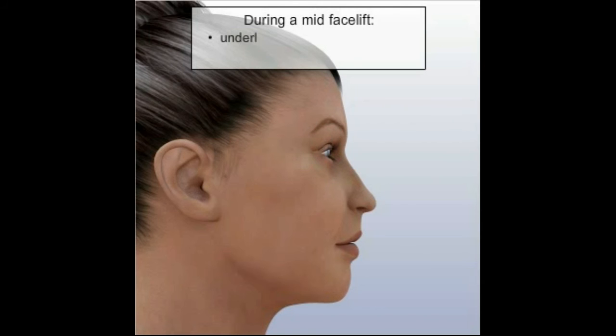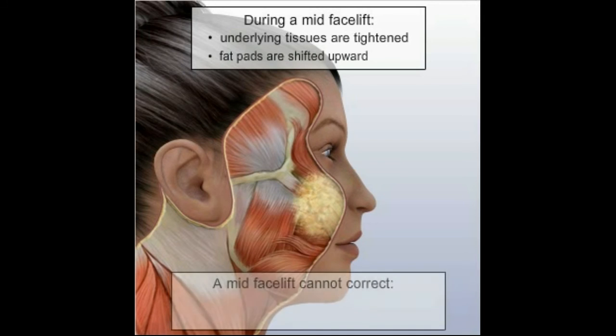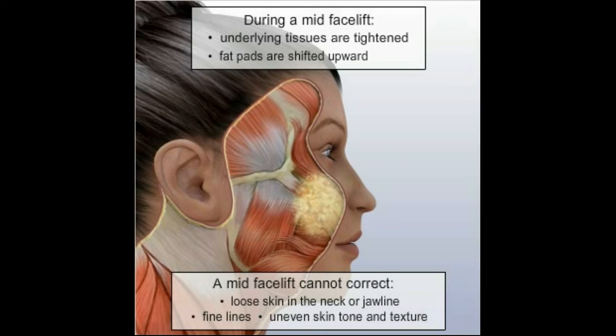During a mid-facelift, the underlying tissues are tightened, and fat pads that give the face shape and volume are shifted upward to restore a firmer, more youthful appearance. It is important to realize that a mid-facelift cannot correct loose skin in the neck or along the jawline, nor can it address fine lines or uneven skin tone and texture. Your physician will help you determine which procedure is best for you and whether an additional procedure, such as eyelid surgery or skin resurfacing, would produce more global facial rejuvenation.